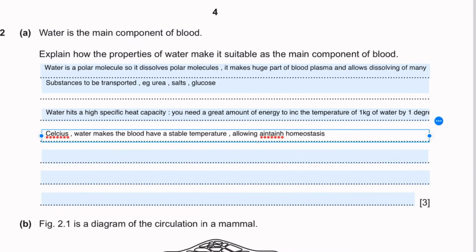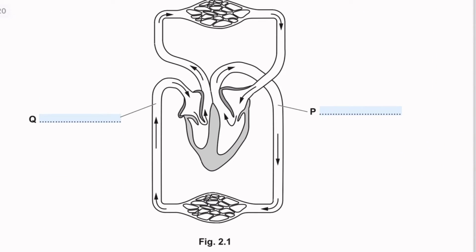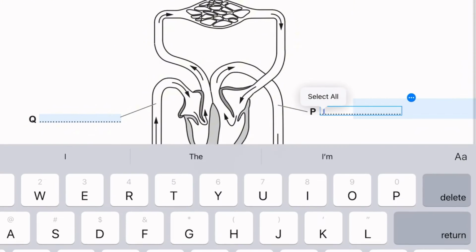Okay, moving on. Figure 2.1 is a diagram of circulation in animals. He says to label Q and P. You could see that the vessel that's going into the heart is obviously a vein. Since it's going through the entire body, because you could see this is the longer part of the circulation, this is going to be the vena cava. And the artery that's going into the body and away from the heart is going to be the aorta. So P will be the aorta.